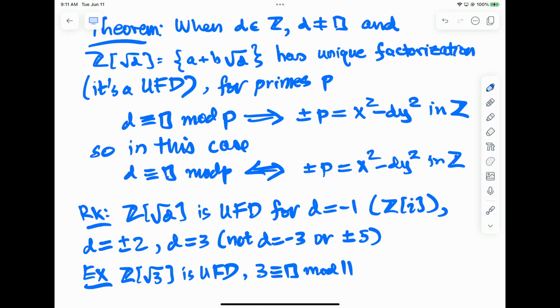So here we're taking d = 3 and p = 11. And 11 is not x² - 3y², because if you reduce mod 3, 11 is not a square mod 3. But the theorem is saying that since 3 is a square mod 11, plus or minus 11 should be of that form. You see -11, does anybody see how to write -11 as x² - 3y²?